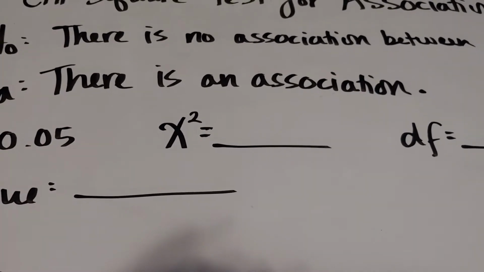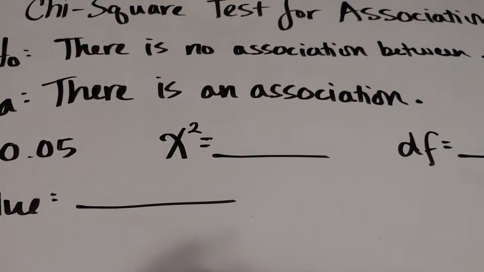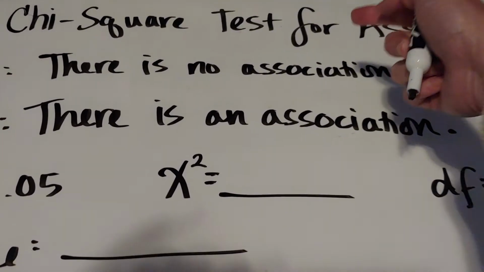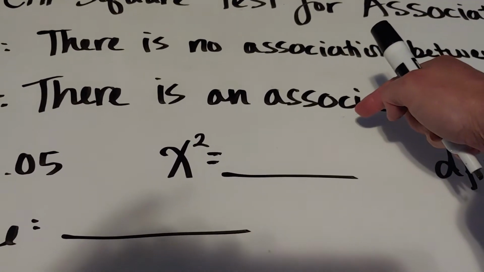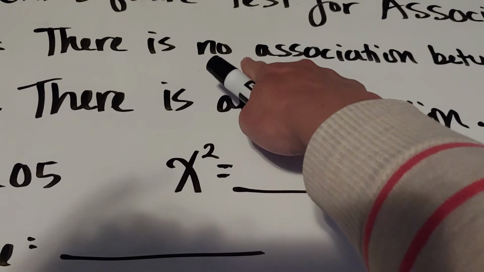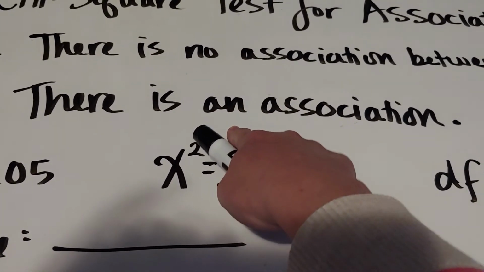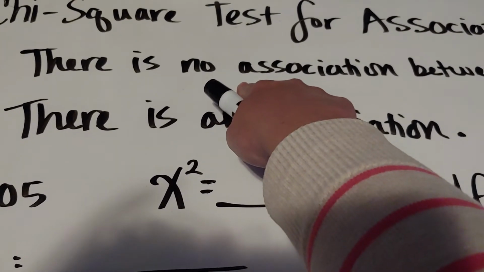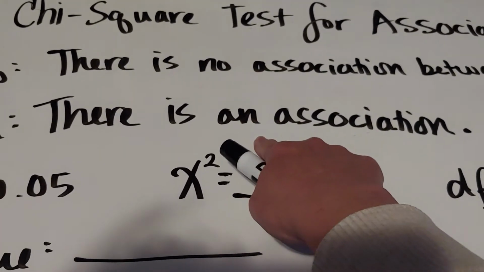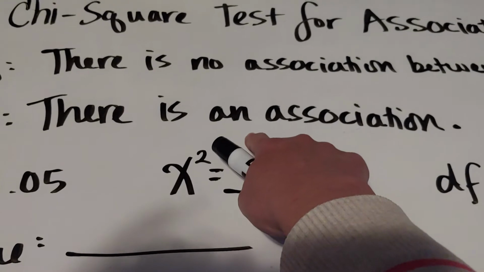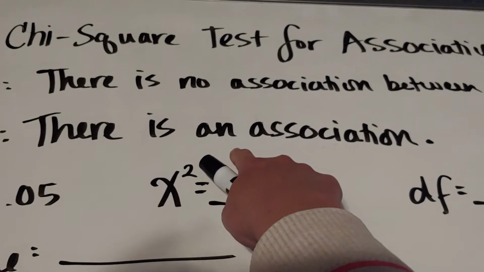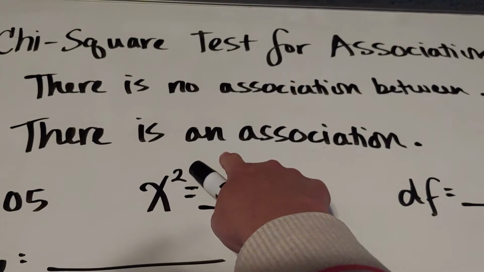Okay. Now, my alternate is that there is an association. Now notice, this is the opposite of the goodness of fit. In the goodness of fit, it was things are normal, things are not normal. Here it's no association, is an association. So what we're saying is no association is saying that nothing's going on here, whereas there is an association is saying, yeah, there's some sort of link. Further study should be done to see what the heck is going on.